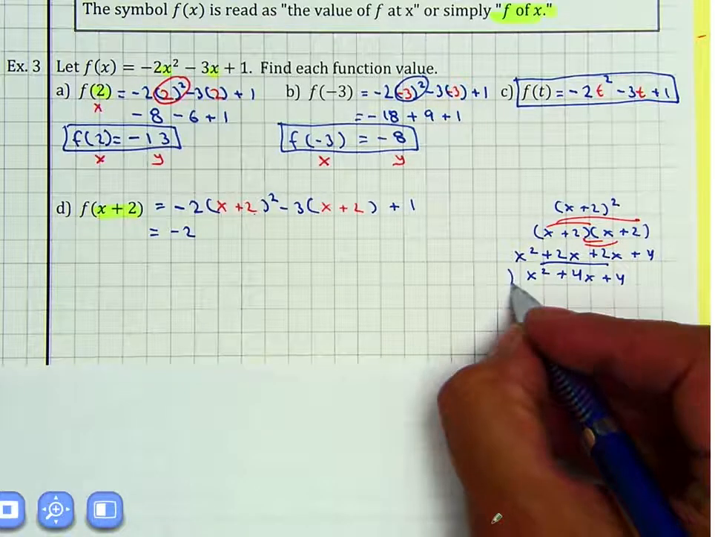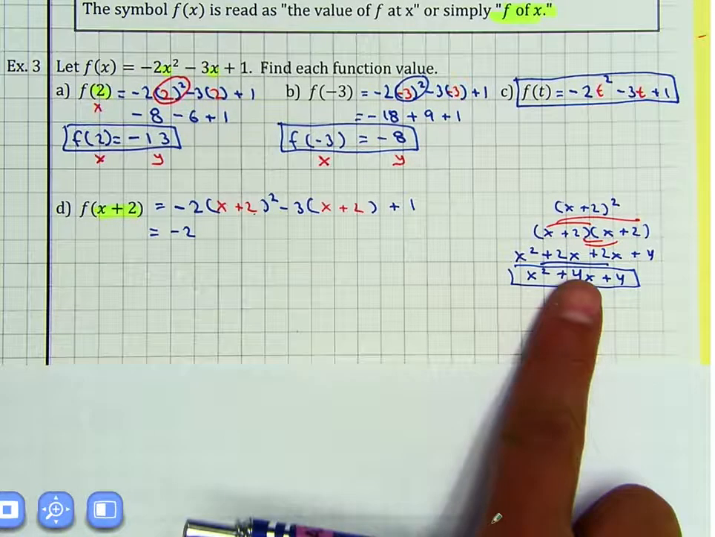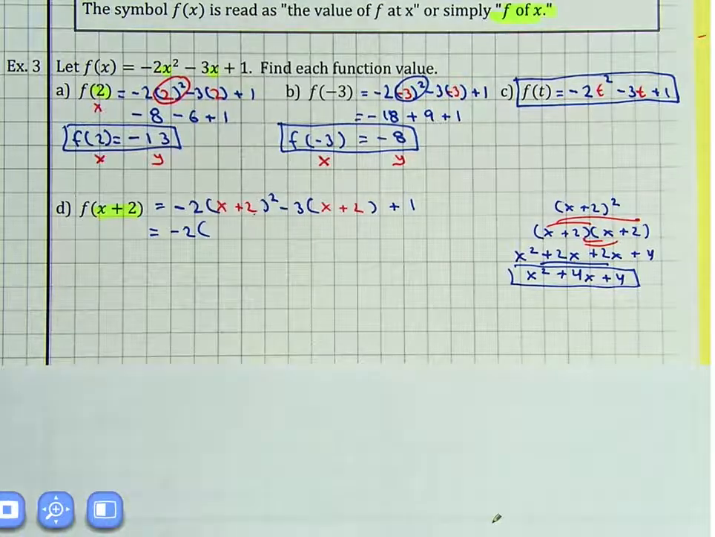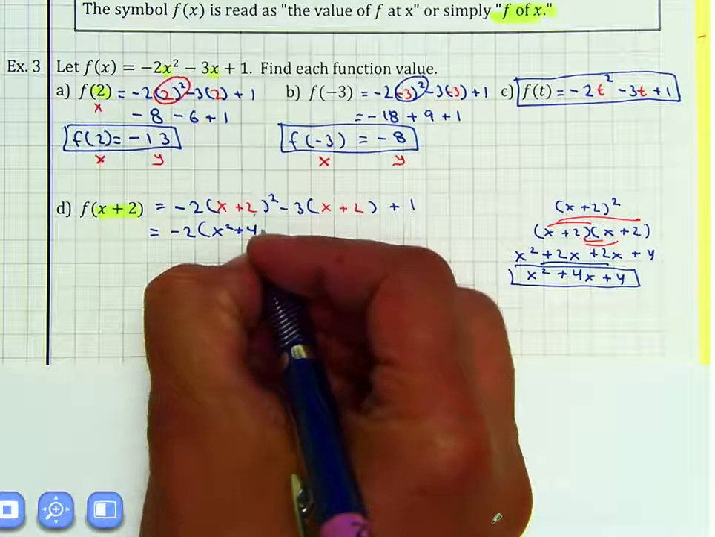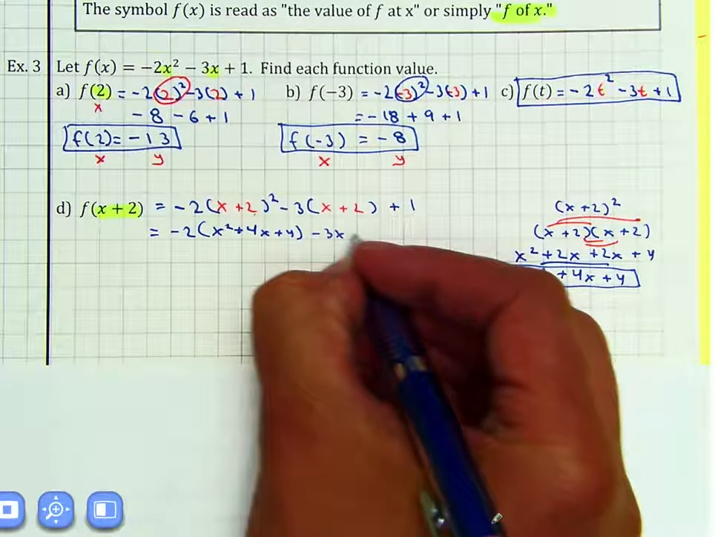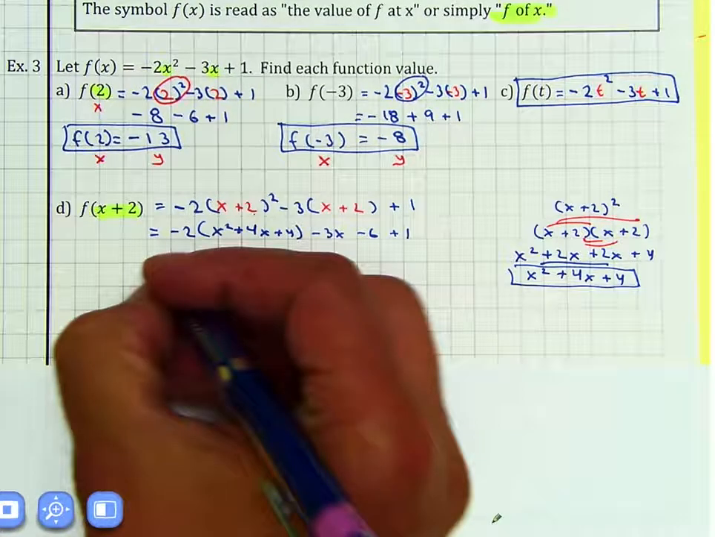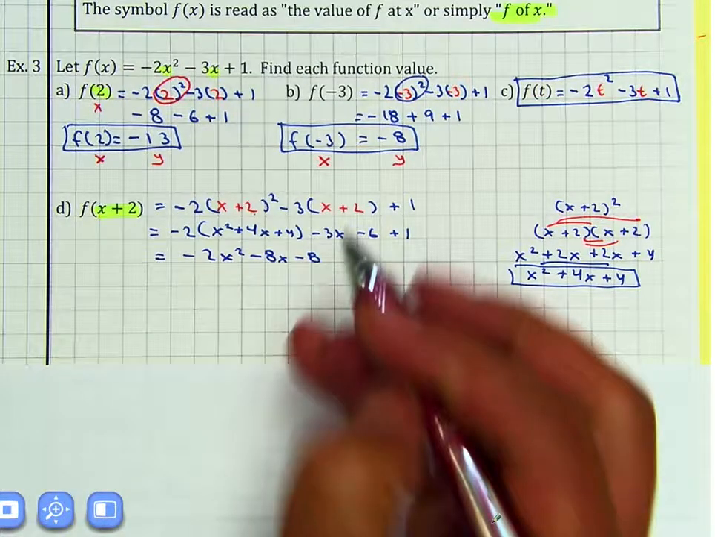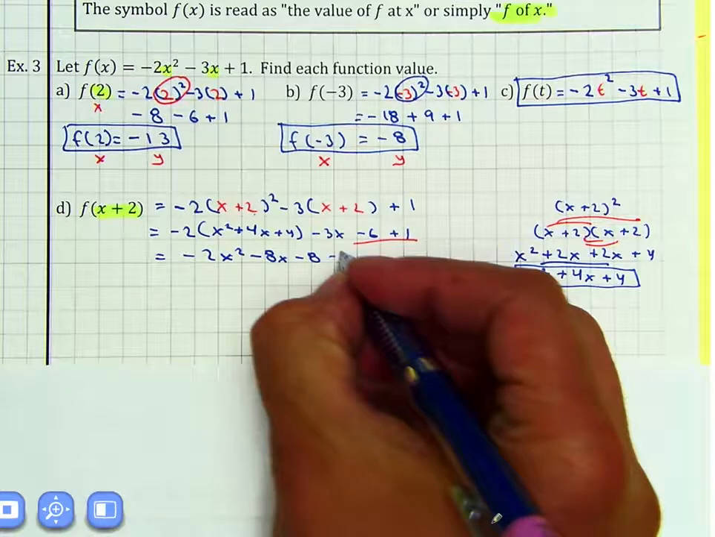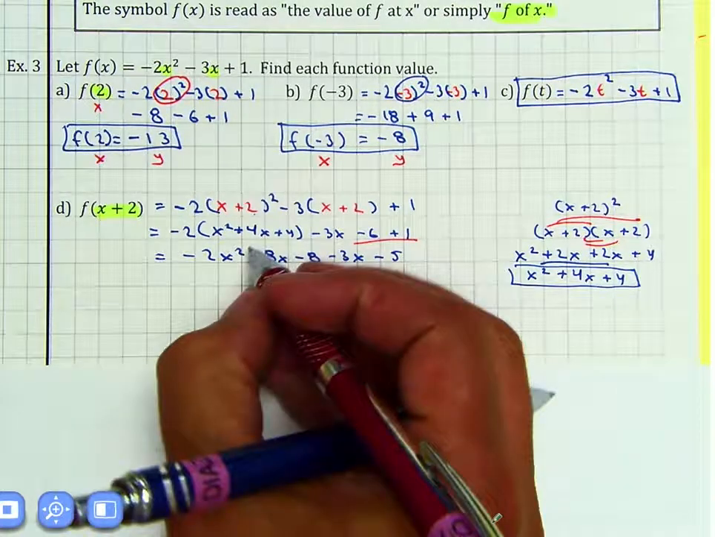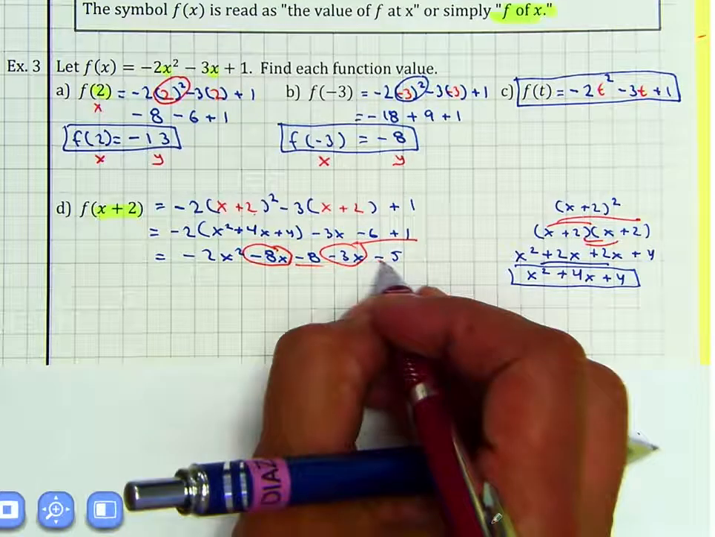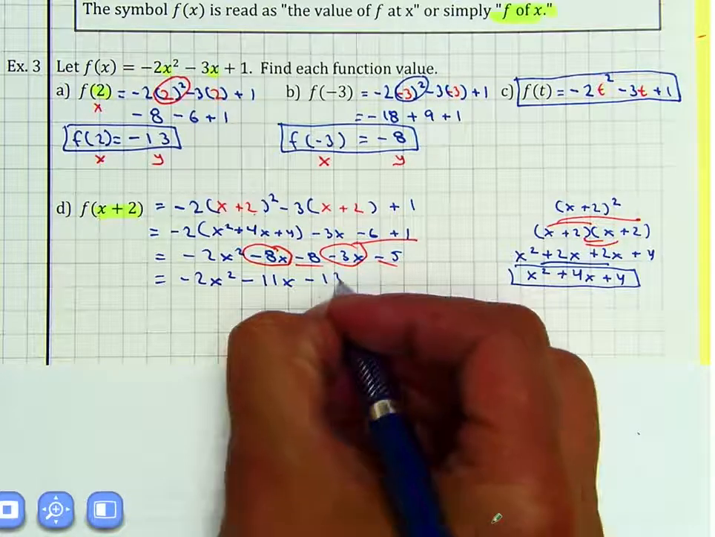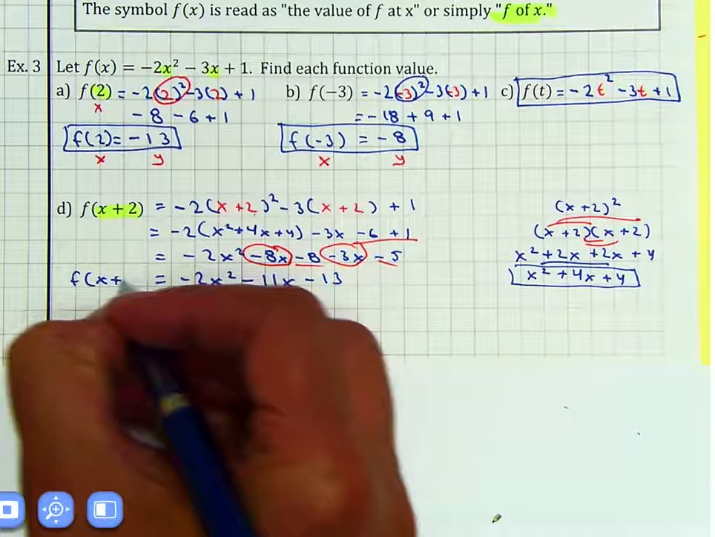And most of you guys can do it quickly in your head, but some of you might be forgetting the 4x. So just be careful. So that gives me x squared plus 4x plus 4 minus 3x minus 6 plus 1. Distribute property. I'll combine those two like terms. Combine like terms again. And that'll be your simplified version.